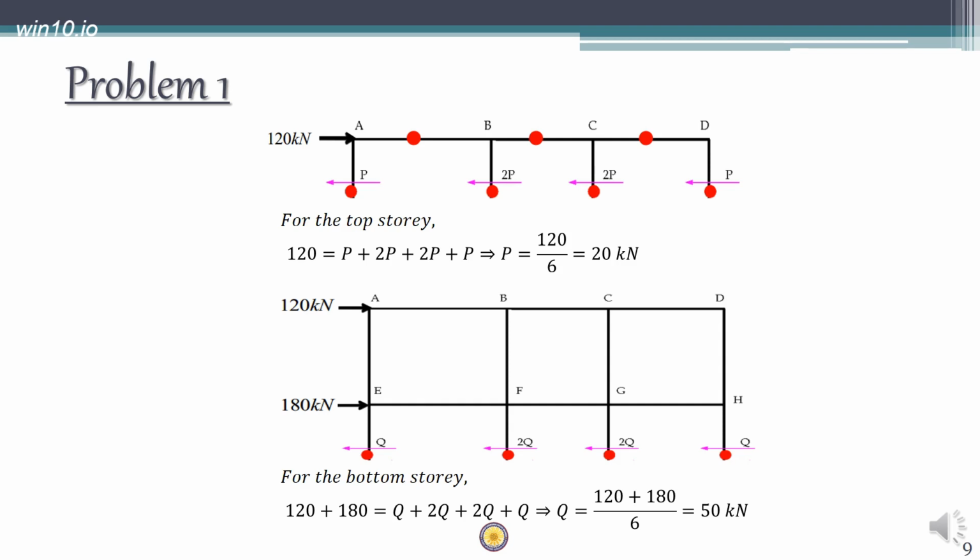Same thing we repeat for the bottom story. When we consider all the forces above the hinge line, there are 2 external forces, 120 and 180, and this is equal to the sum of all the column shears, which is Q, 2Q, 2Q and Q. This gives Q equal to 50, which means that for the exterior bottom columns the column shear is Q, and for interior bottom columns the shear is 2 times 50, which is 100.